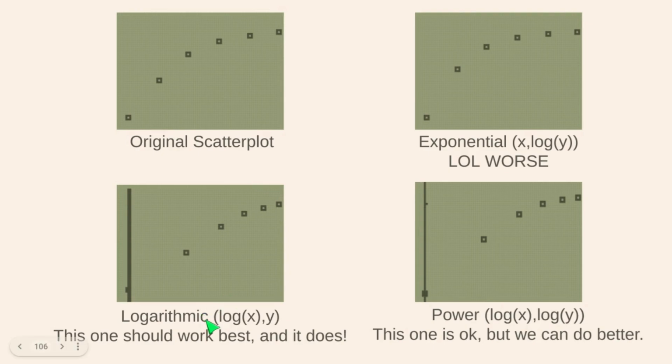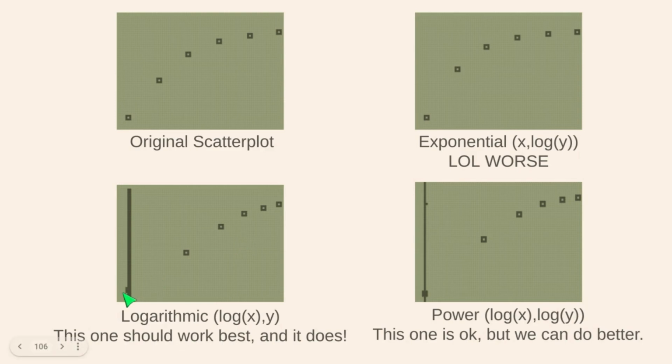So we have this right here, log x and y. That would be our logarithmic transformation, which should work. If our original data follow a logarithmic pattern, why don't we just log the x values, because the y values already follow a logarithmic pattern. Maybe that'll balance out. And this one kind of does.